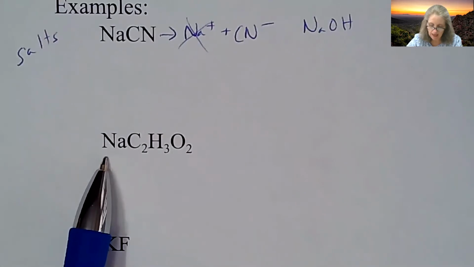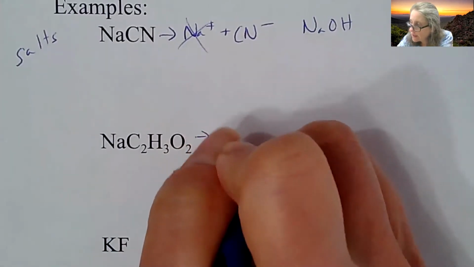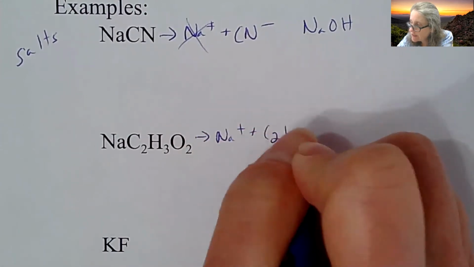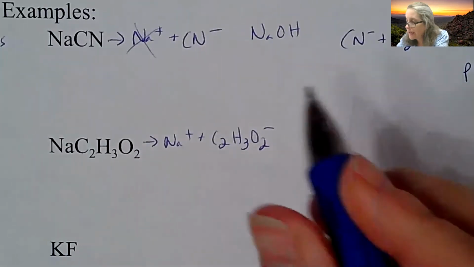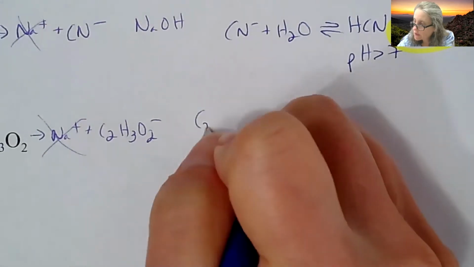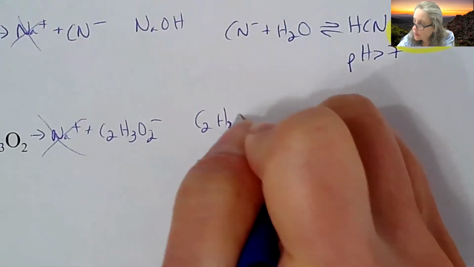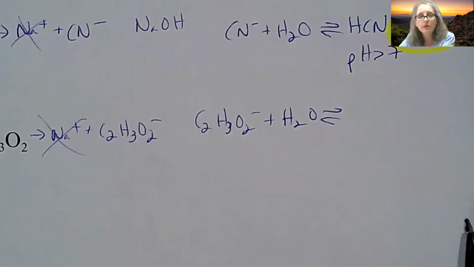So what about NaC2H3O2? Again, Na plus and C2H3O2 minus. Again, I don't need to worry about the Na, I just have to worry about the acetate. So C2H3O2 minus plus water. What is it going to do?